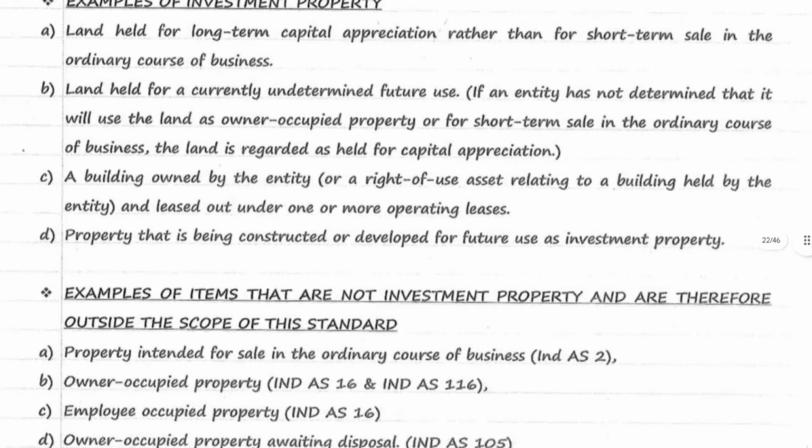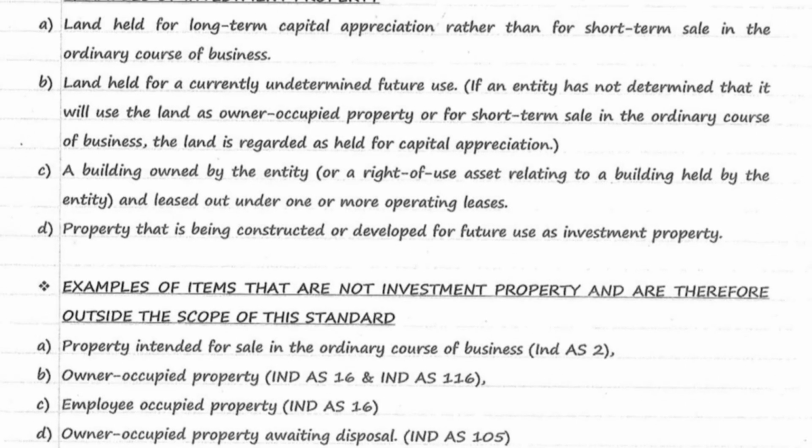Next, examples of items that are not investment property and are therefore outside the scope of this standard. Property held for sale in the ordinary course of business. For this, Ind AS 2 is applicable, Ind AS 40 is not applicable. Owner occupied property, for this, Ind AS 16 and Ind AS 116 is applicable, Ind AS 40 is not applicable. Employee occupied property, for this, Ind AS 16 is applicable, Ind AS 40 is not applicable. Owner occupied property awaiting disposal, for this, Ind AS 105 is applicable, Ind AS 40 is not applicable.